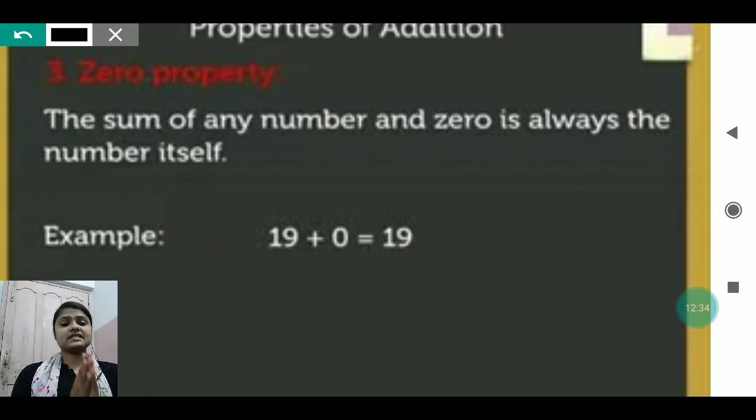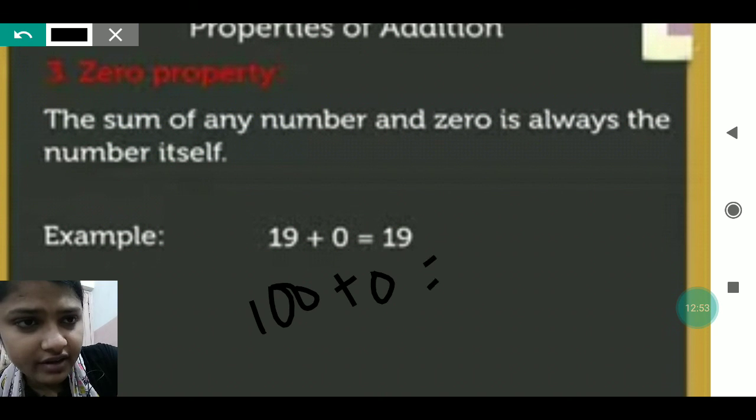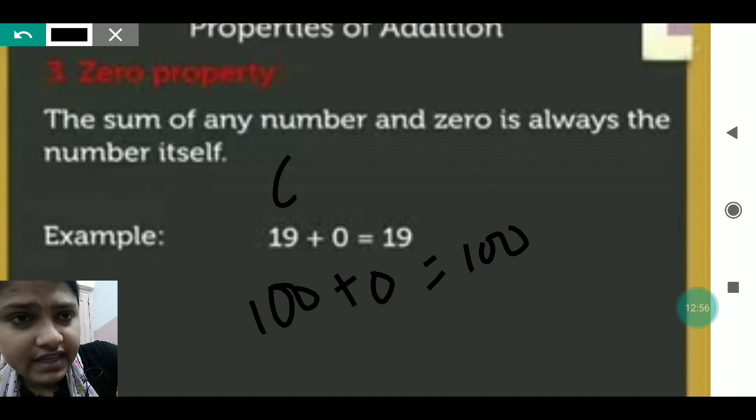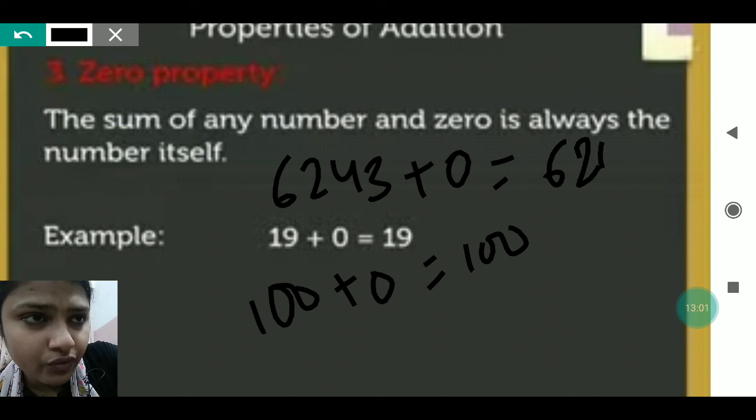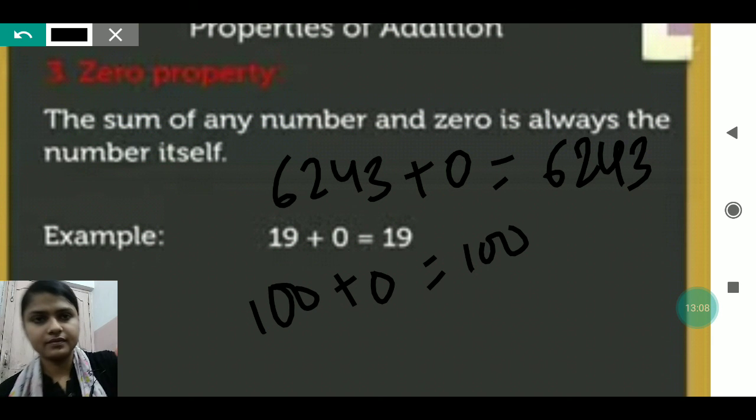This is the simplest property of addition, in which it is written that the sum of any number and 0 is always the number itself. When any number is added with 0, we get the number itself. 19 plus 0 is 19. 100 plus 0 is 100. 6243 plus 0 is also 6243. So whenever any number is added with 0, we always get the number itself.